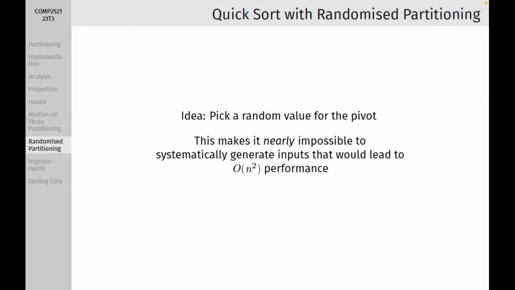Now, another method of partitioning is called randomized partitioning. The idea here is we just pick a random value for the pivot. If we do that, it makes it very unlikely for O(n²) performance to occur, because if you select a random pivot, it's really unlikely for you to repeatedly select a bad pivot. Yeah, it is theoretically possible, but just very unlikely.